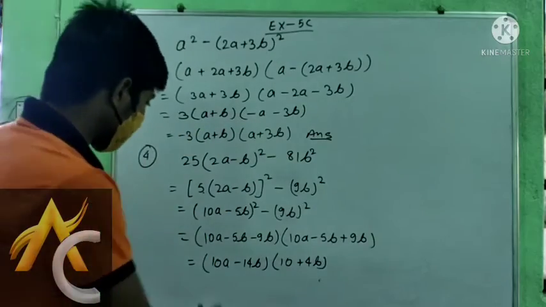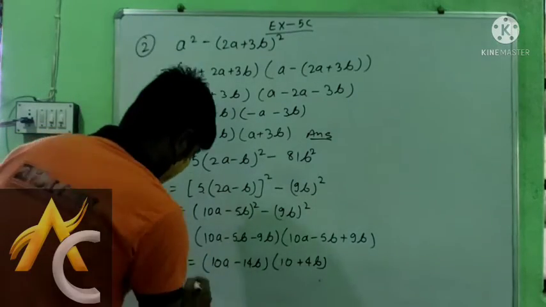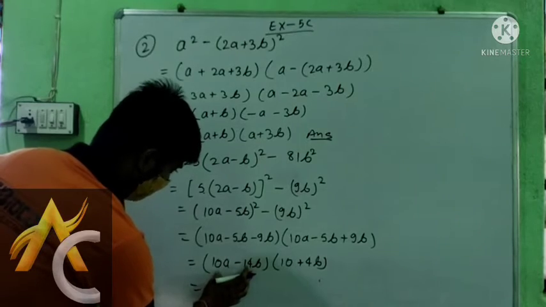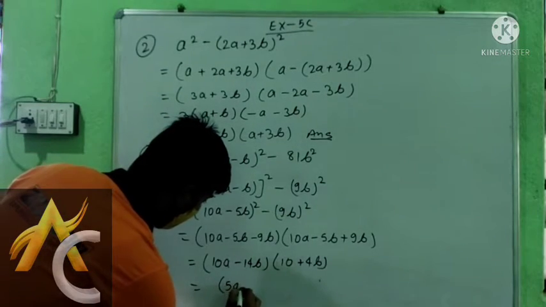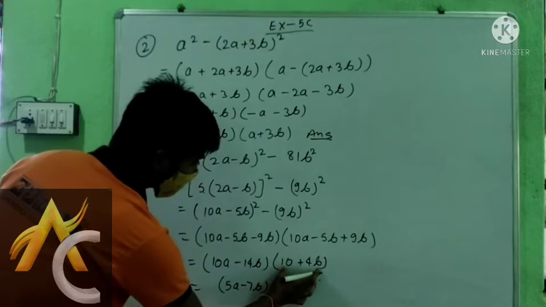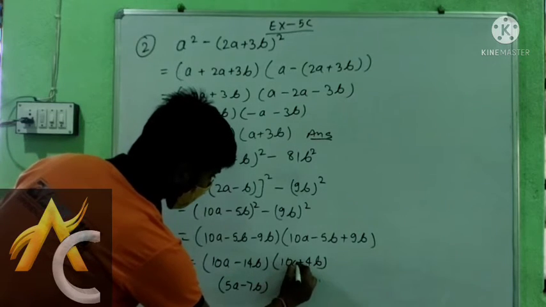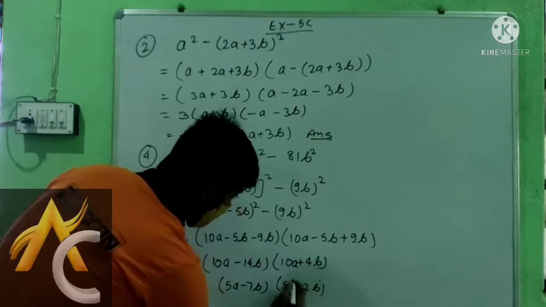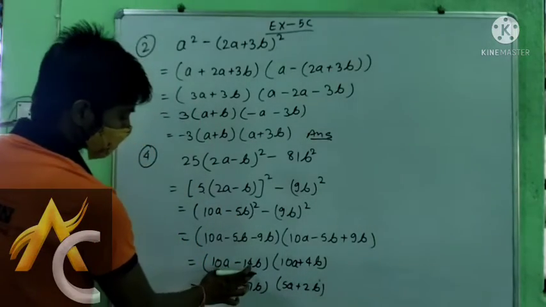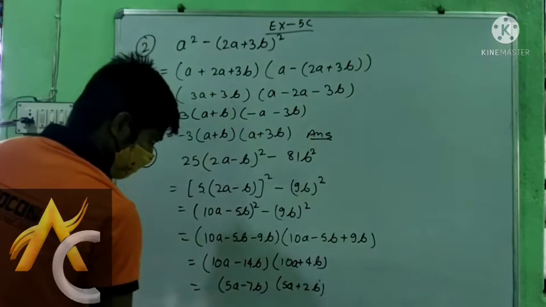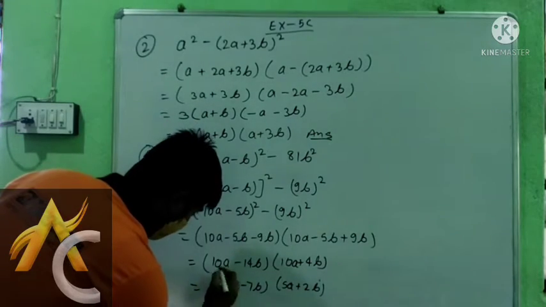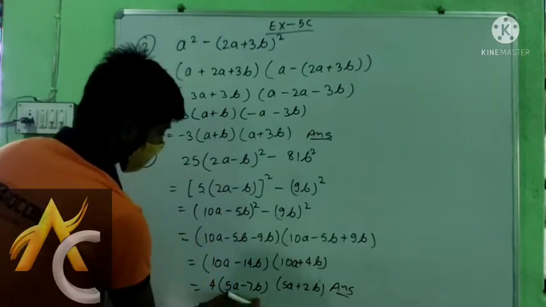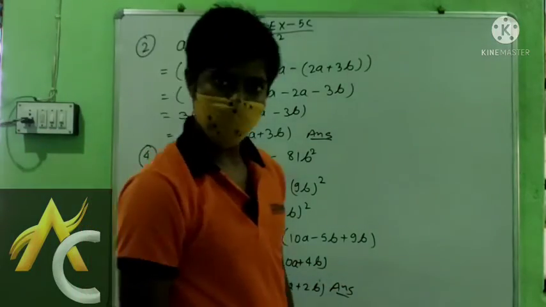Now we can take 2 common from these as well. If we take 2 common from here, then it will be 5a minus 7b, and if we take 2 common from here, then it will be 5a plus 2b. Since 2 is taken common from both, 2 into 2 becomes 4. So our final answer is 4(5a minus 7b)(5a plus 2b).